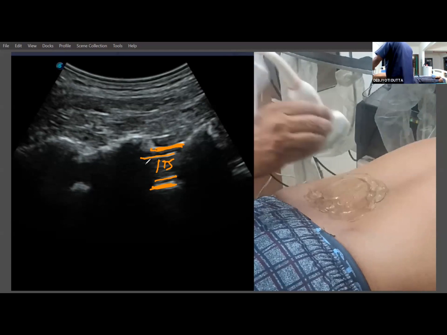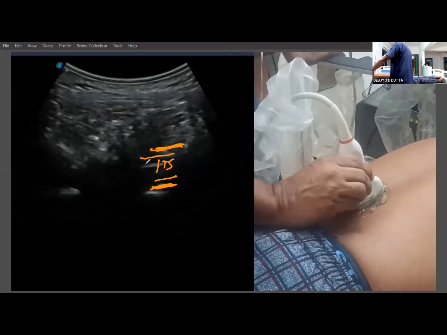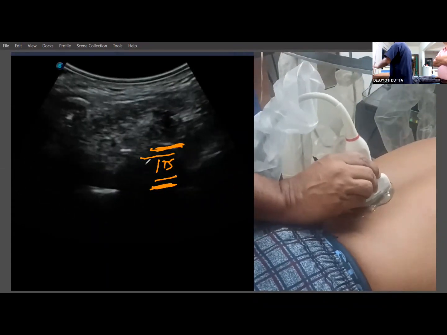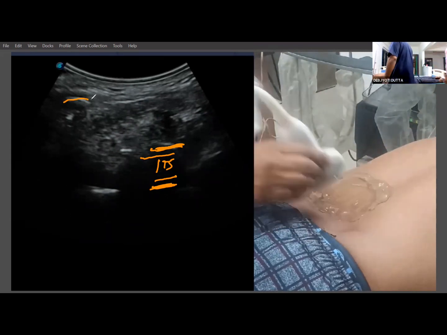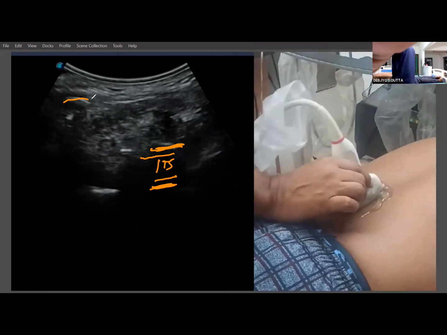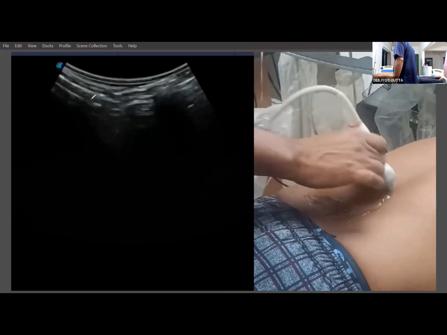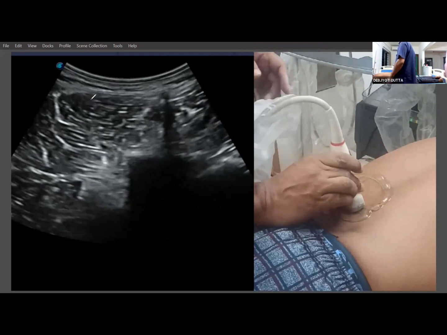And then if you are coming more medially, then you can see the spinous process. So the spinous process, as I was telling, this is the spinous process. It is better seen with your linear probe. Now I'll be coming into this short axis view, transverse.